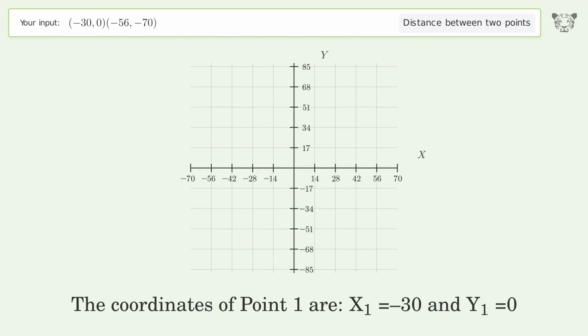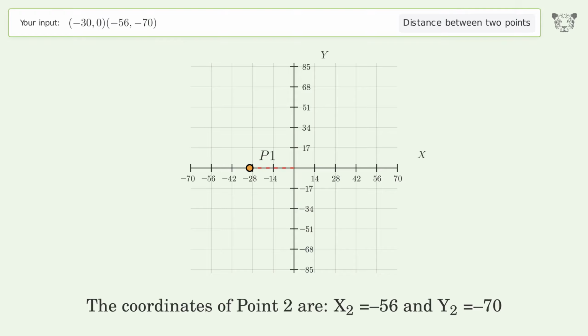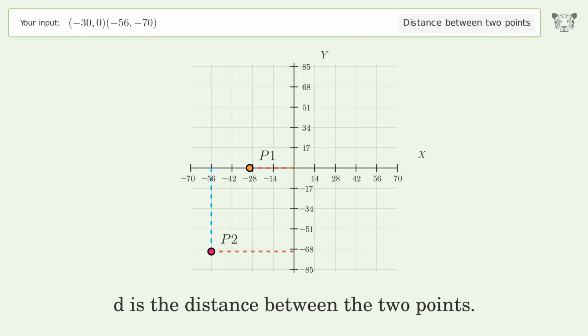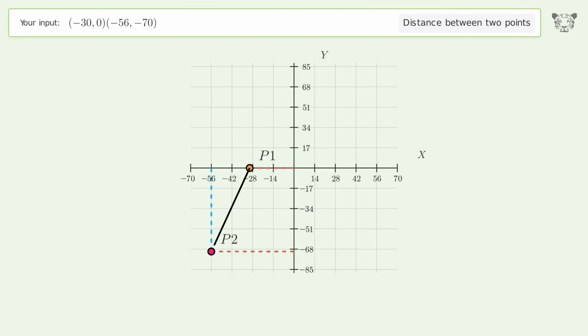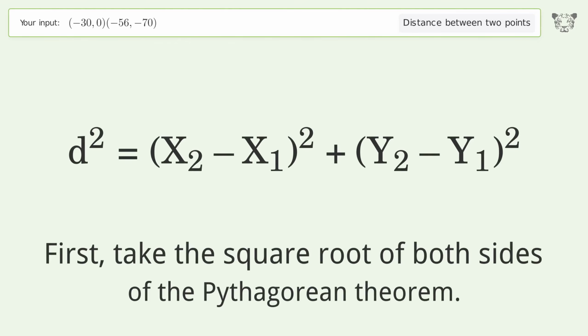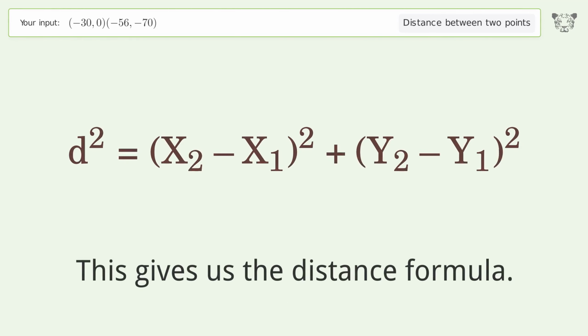The coordinates of point 1 are x1 equals -30 and y1 equals 0. The coordinates of point 2 are x2 equals -56 and y2 equals -70. D is the distance between the 2 points. First, take the square root of both sides of the Pythagorean theorem. This gives us the distance formula.